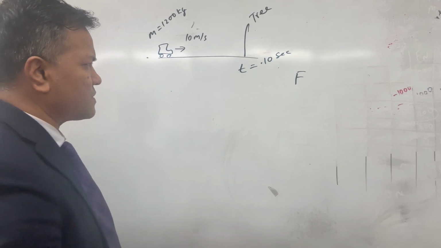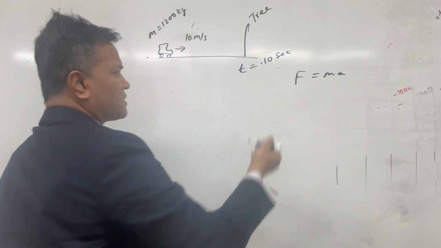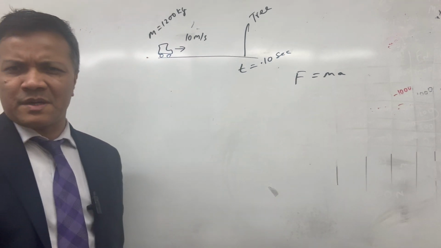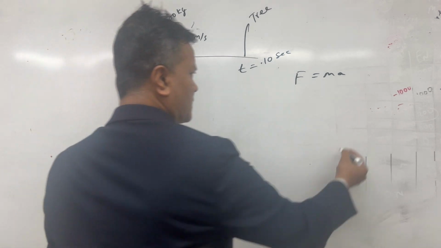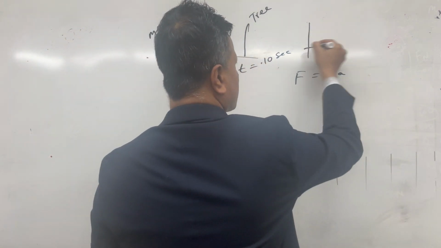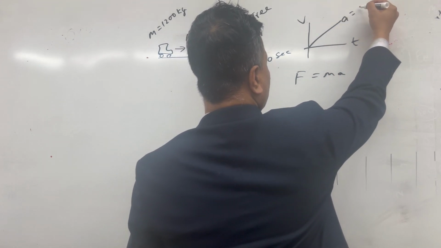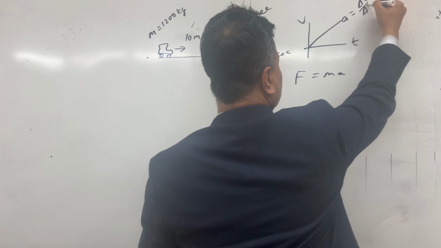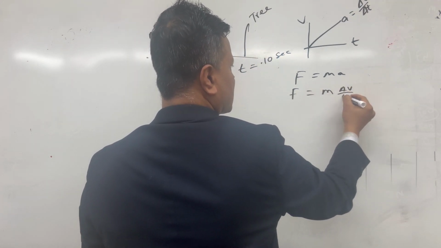Okay, so force is what? Force is ma, but we cannot solve this problem by using Newton's second law. We have to use the other version. I quickly remind you, this is a VT graph, and the slope of the VT graph is a. So a must be delta v over delta t. Then we can replace a by delta v over delta t.